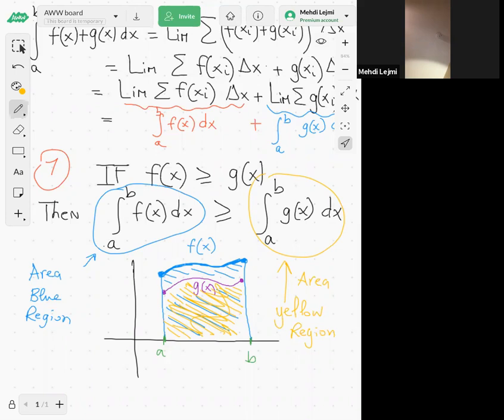So you just compare the area of the two regions, and f is higher than g. So the area under the graph of f, bounded by the graph of f, is larger than the area bounded by the graph of g. Anyway, guys, this is the last property of the definite integral. You need to know these properties, they are really important properties.